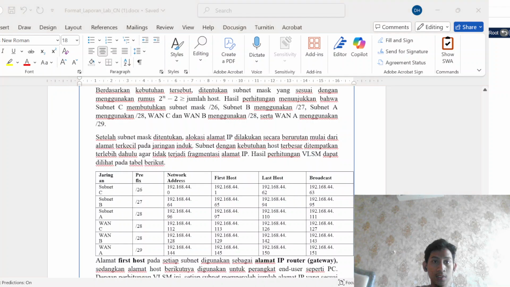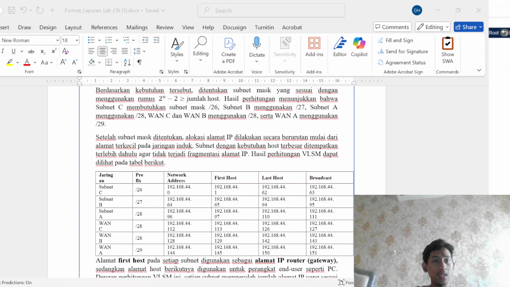To apply VLSM correctly, the subnet list was sorted from the largest number of hosts to the smallest. This step is very important to avoid IP address overlap and to ensure efficient address allocation. After sorting the networks, we calculated the appropriate subnet mask for each subnet using the formula 2 to the power of n minus 2. From this calculation, we obtained different prefix lengths such as /26, /27, /28, and /29, depending on the number of required hosts.